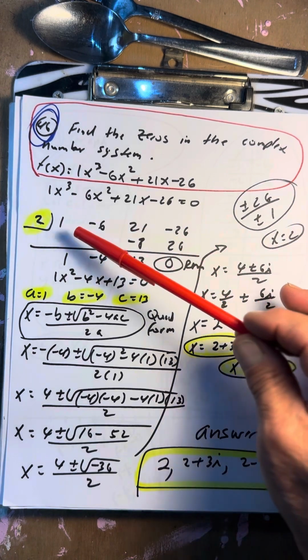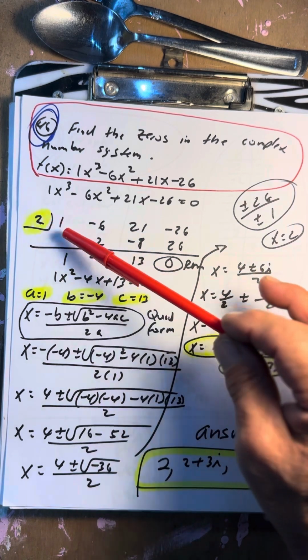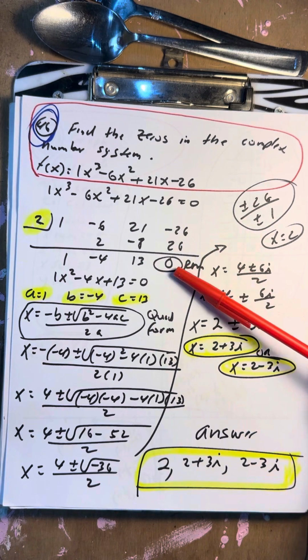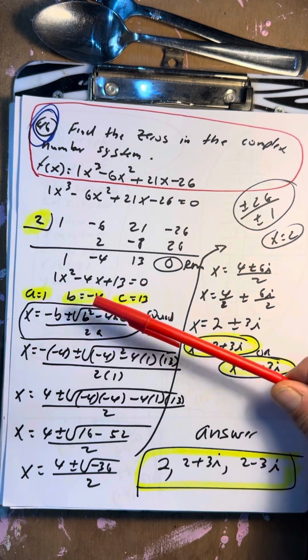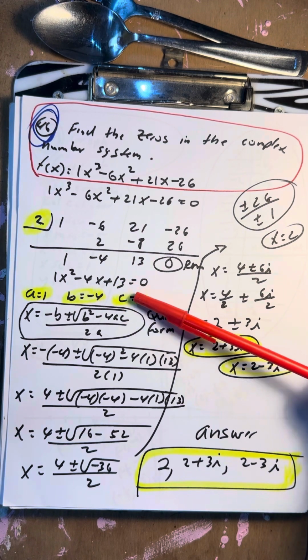I tried the 2. So with the 1 here, that's going to be 2. It's negative 6 plus 2 is negative 4. That's going to be negative 8. That's going to be 13. That's 26 minus 26. Gone. 0. Remainder 0. But look what we have. We have 1x squared minus 4x plus 13. Can't factor that. So quadratic formula.